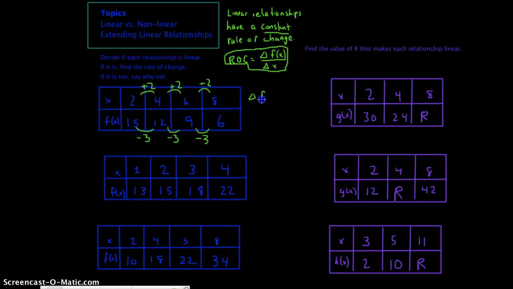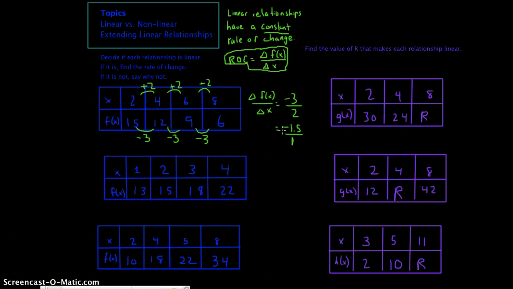So the change in my outputs divided by the change in my inputs, let's see, we're going down 3 in my outputs and up 2 in my inputs. So here's the rate of change. It's negative here because the outputs are going down. And then if I wanted to, I could reduce this and say, dividing by 2, that every time x goes up by 1, the outputs are going to go down by 1.5.